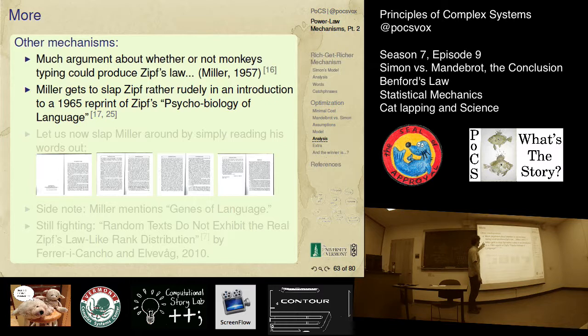So Miller was a colleague of Zipf, as I understand. He was at Harvard as well. And he actually writes the preface to a reprint of one of Zipf's books, Psychobiology of Language.